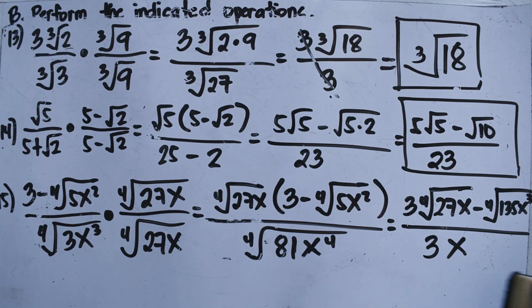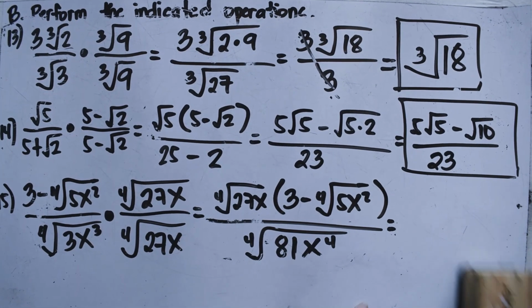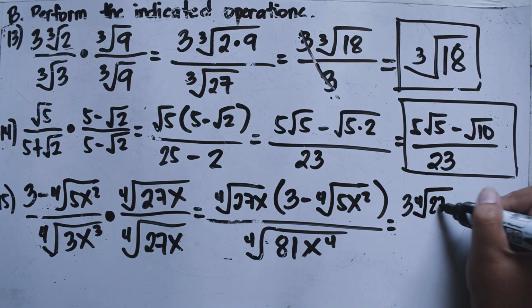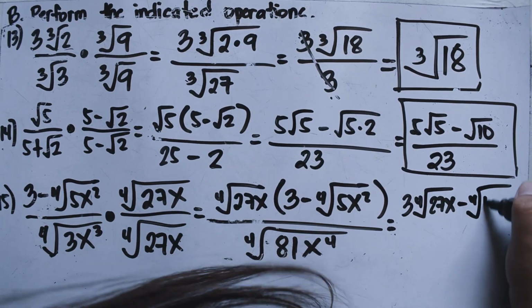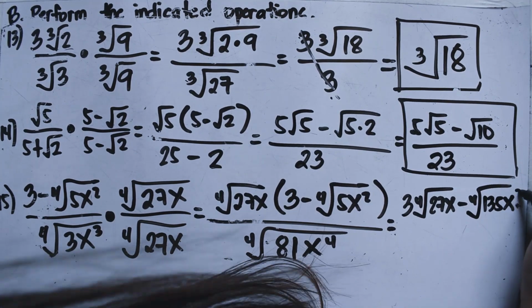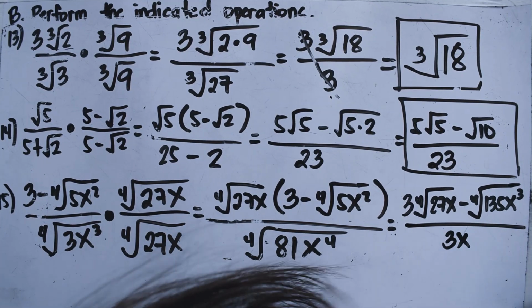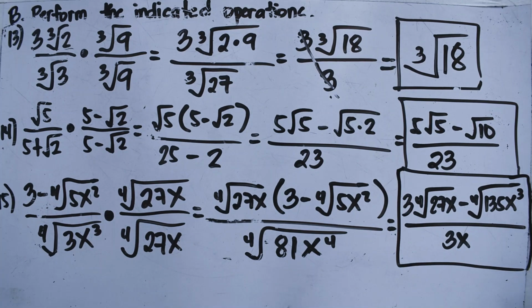So, lilinawan ko lang ha, medyo i-move ko siya dito kasi hindi na masyadong makita to ha. Linawan ko lang. So, we have 3 fourth root of 27x minus fourth root of 135x cubed. Diba mas nakita? All over 3x. Inulit ko lang. Since hindi na makakapag-simplify, so eto na po ang ating final answer sa number 15.